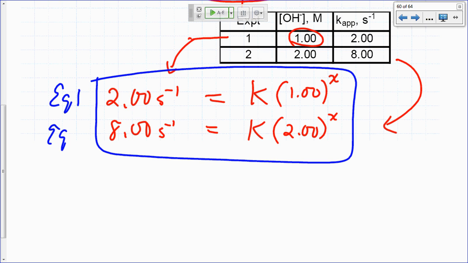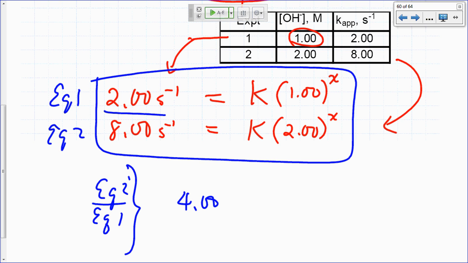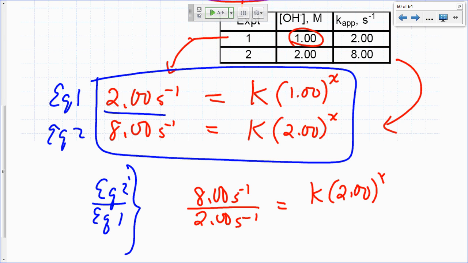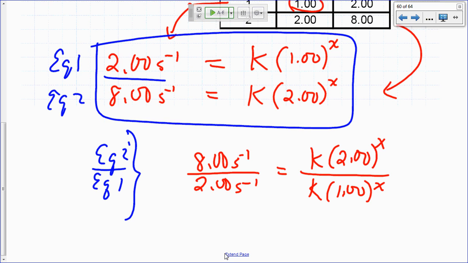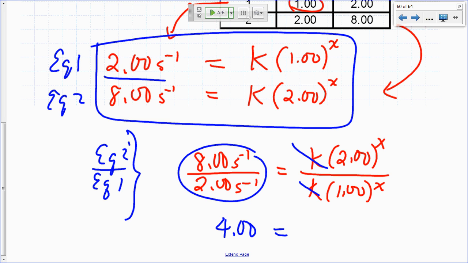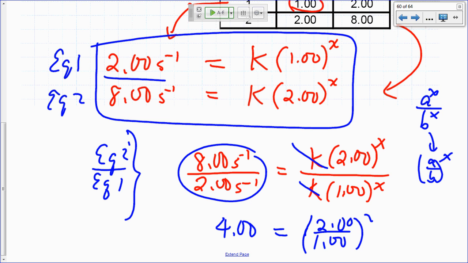I have equation 1 and equation 2. A quick way is to divide equation 2 by equation 1. So what's 8 divided by 2? 4, right? Let me rewrite that. So I have 8.00 per second over 2.00 per second equals K times 2.00 to the x divided by K times 1.00 to the x. What is 8 divided by 2? That's 4. K cancels out, right? What is 2 to the x over 1 to the x? What is a to the x over b to the x? That's just a over b, to the x, right? So this is going to be 2.00 over 1.00 raised to the power x.